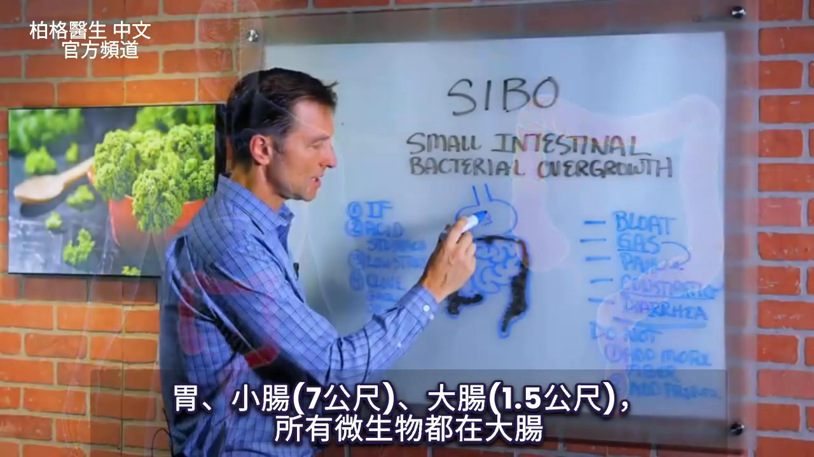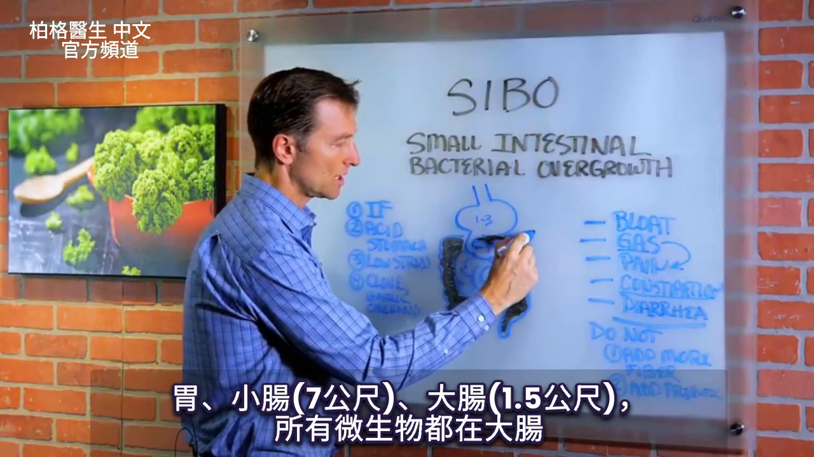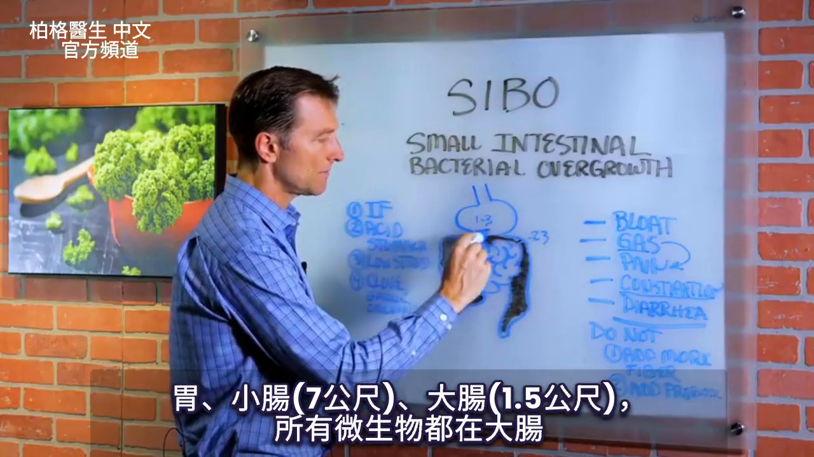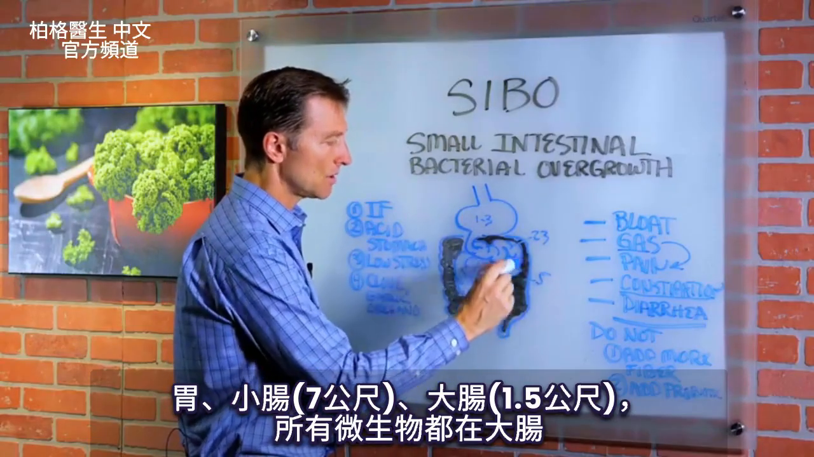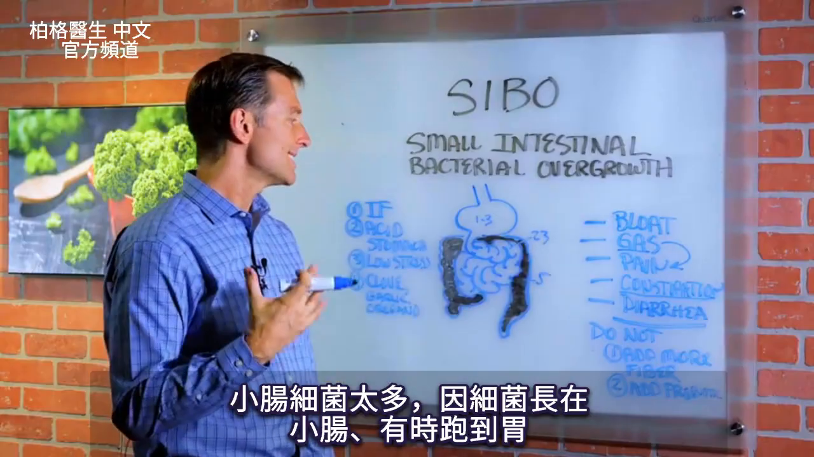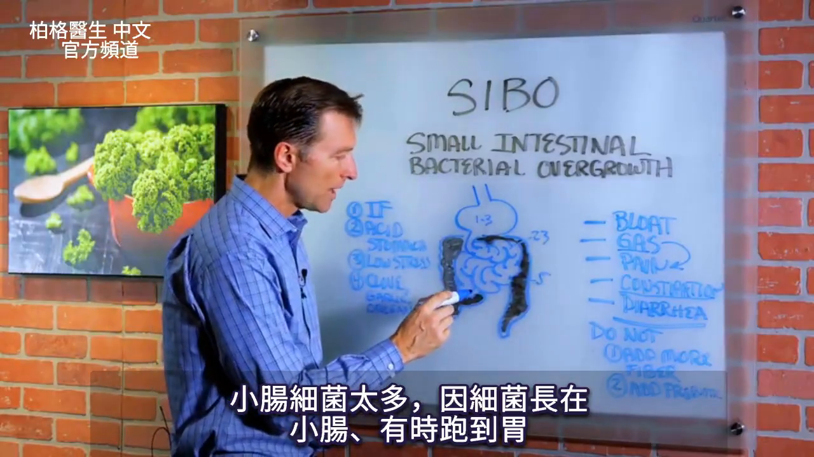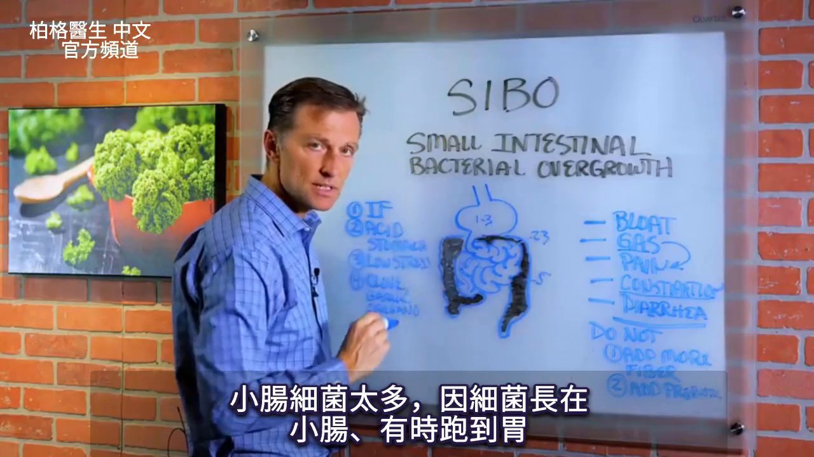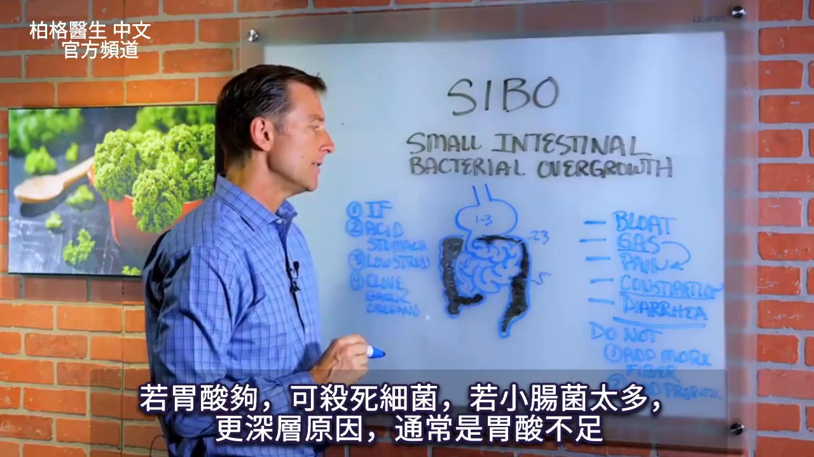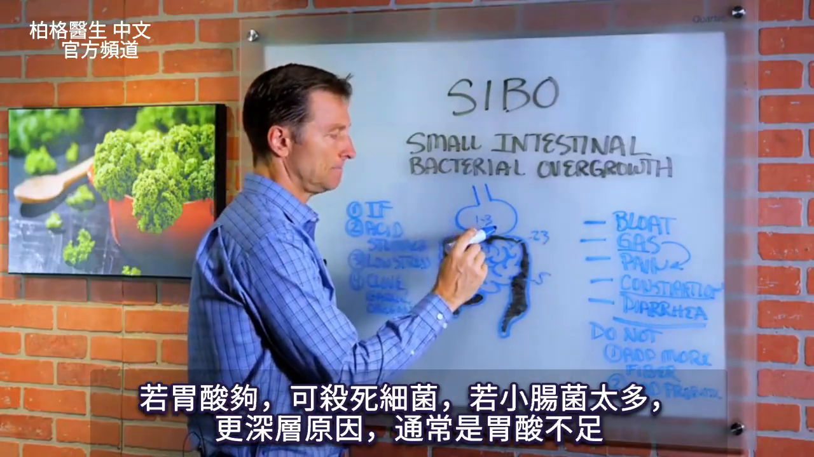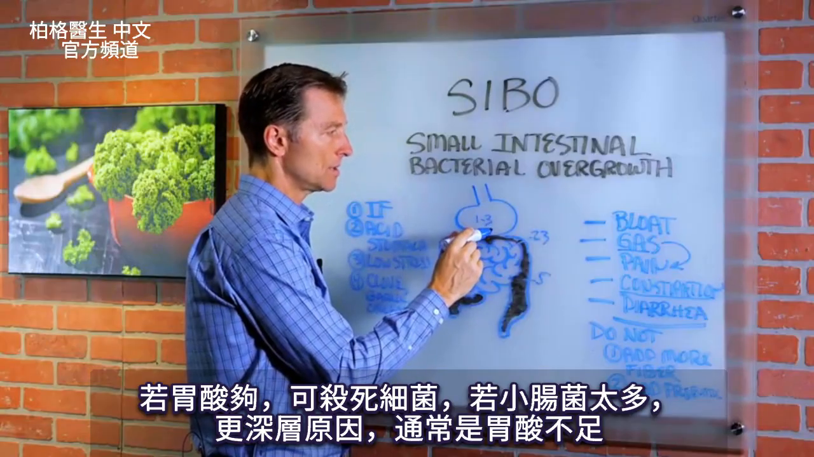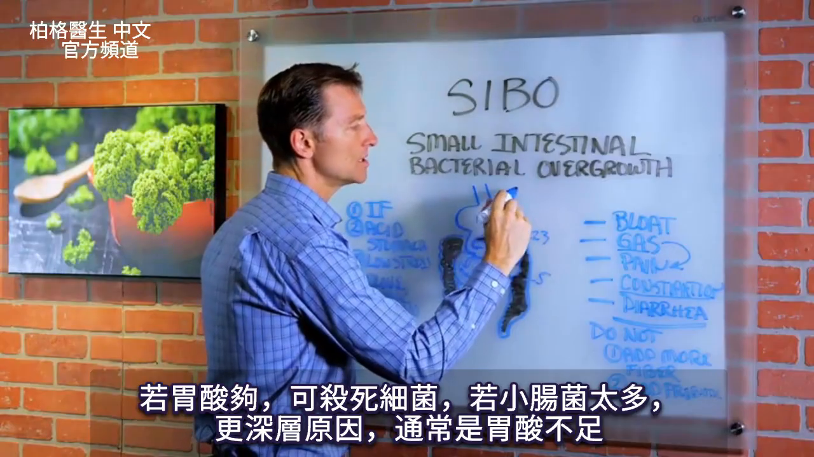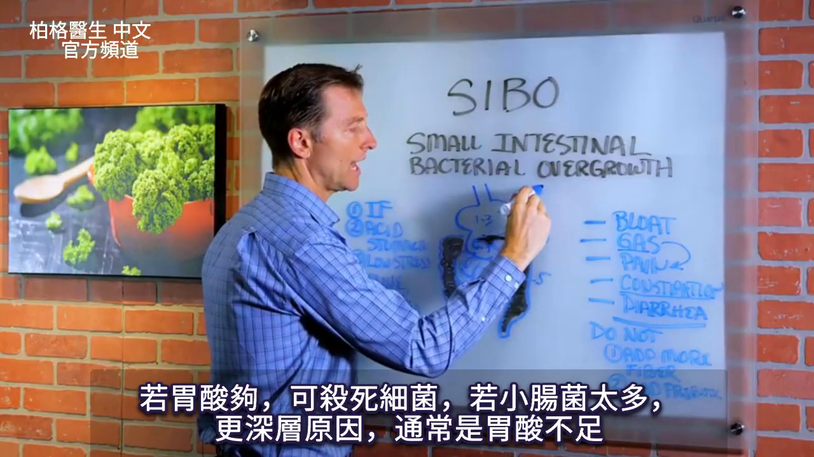So we have the stomach, the small intestine, which is like 23 feet, and then we have the large intestine, which is 5 feet. This is where all the microbes are. So SIBO is where the microbes are growing in the small intestine and sometimes even up into the stomach. Now, if the stomach is very, very acid, that will kill off the microbes. So the deeper root cause to this problem, most of the time, is low hydrochloric acid.